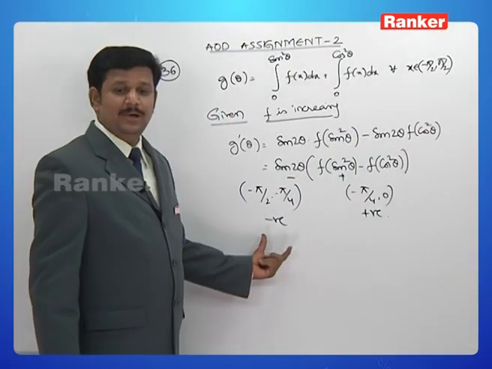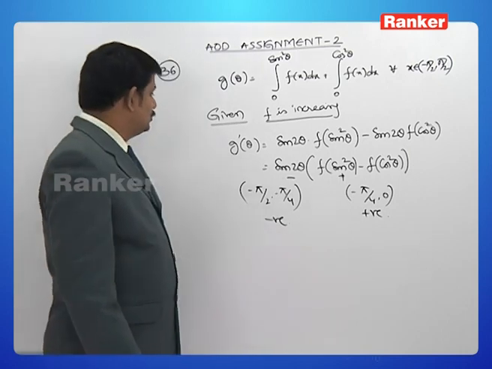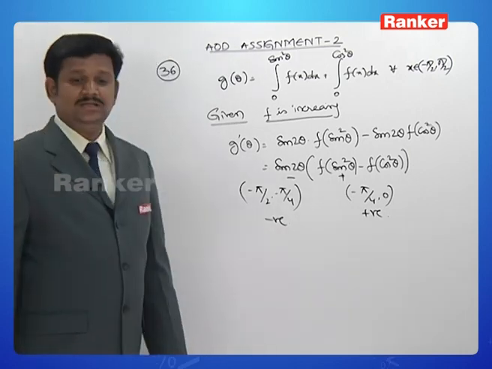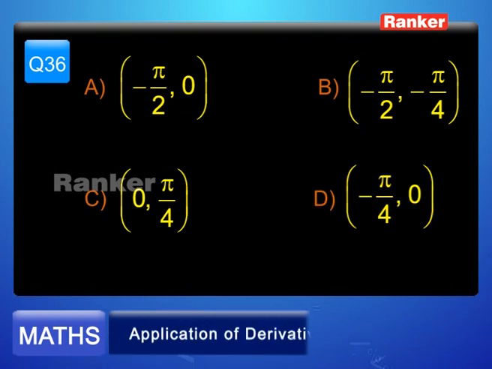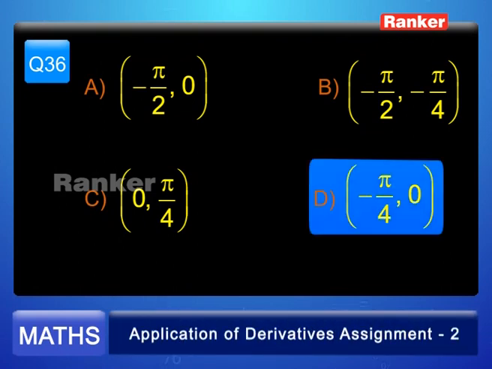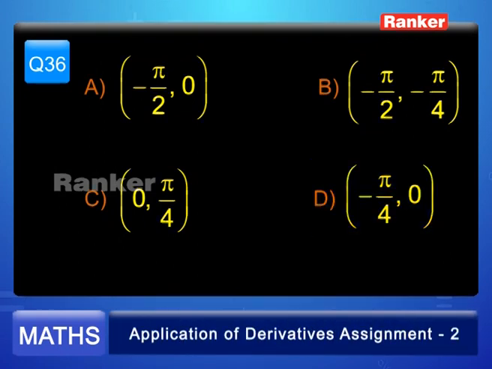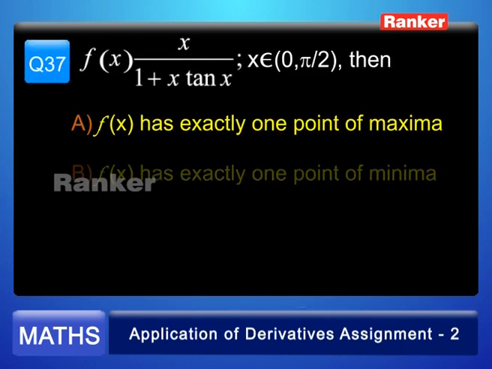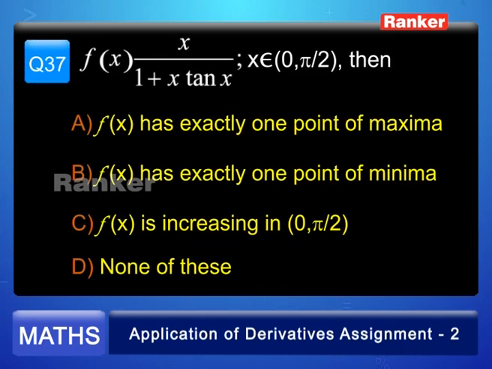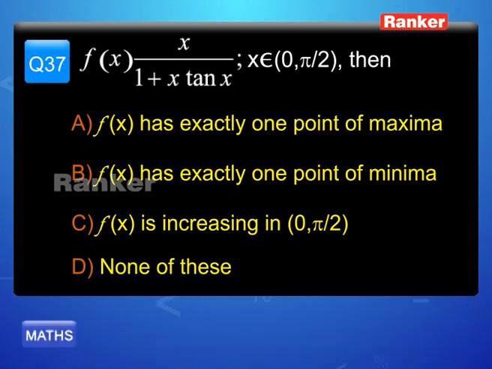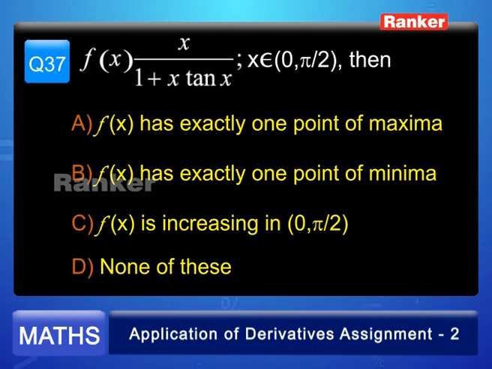Positive in the interval minus pi by 2 to 0. So, g of theta is increasing in minus pi by 4 to 0, which is option D. Next question, f of x is equal to x by 1 plus x tan x for all x belonging to 0 to pi by 2 has option A exactly one point of maxima, option B has exactly one point of minima, option C f of x is increasing in 0 to pi by 2, option D none of this.